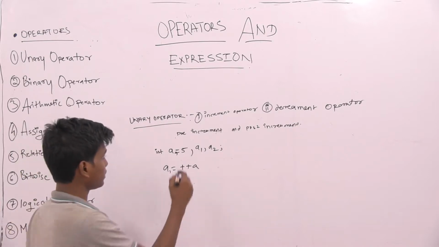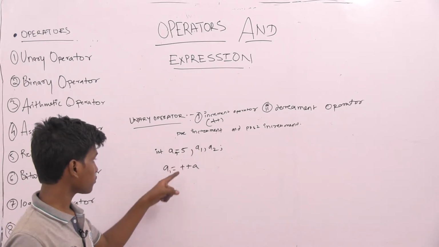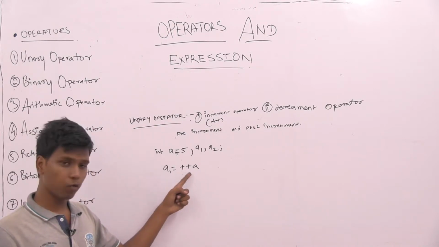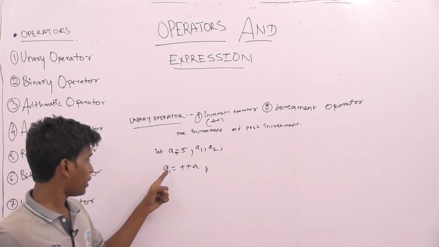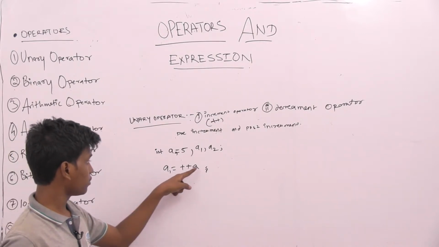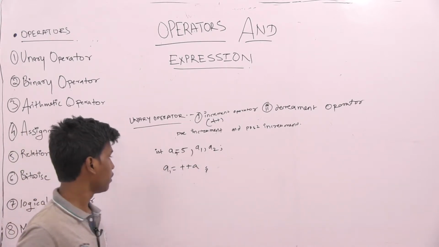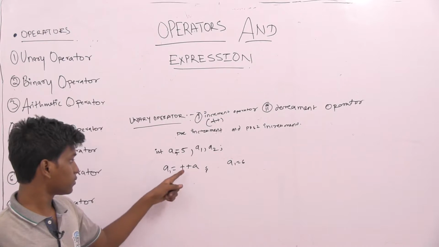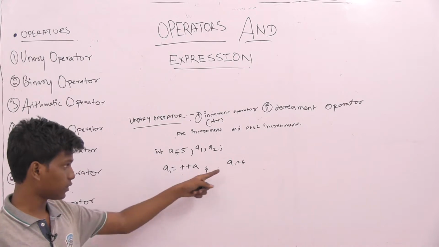The increment operator is represented by the plus sign. Here pre-increment means the increment operator is used before the variable a. That is, the value of a is first increased by 1, then assigned, so the value of a1 will become 6. That is, 1 is added to 5, so a1 equals 6.